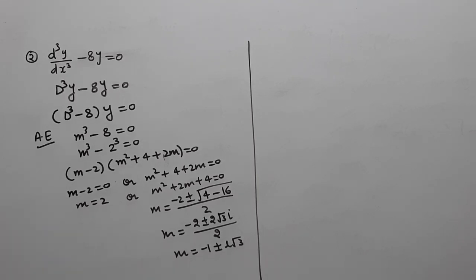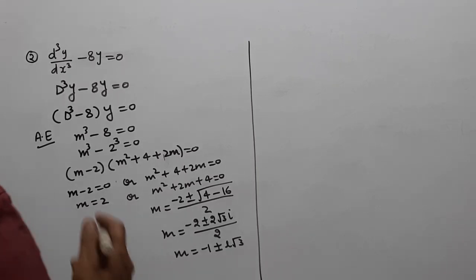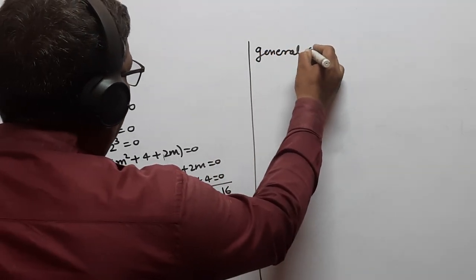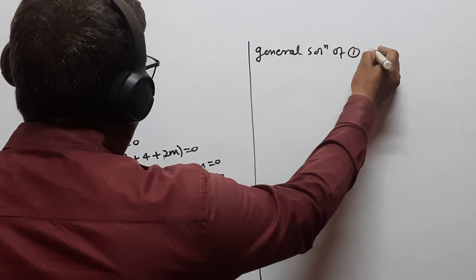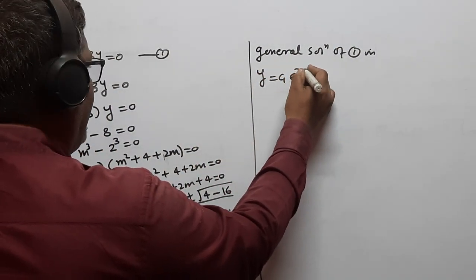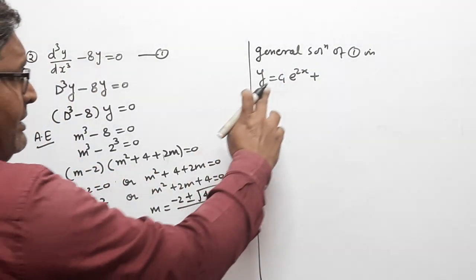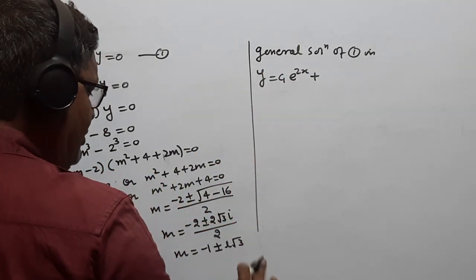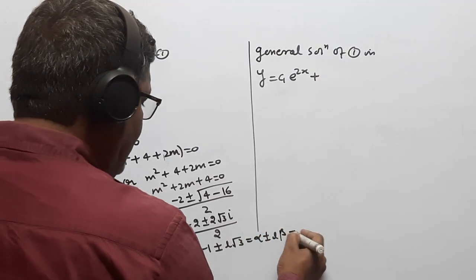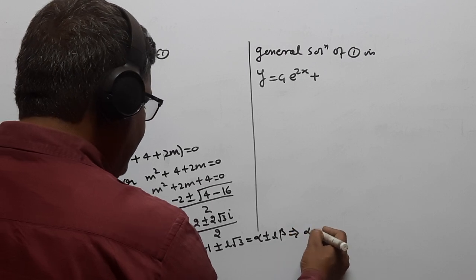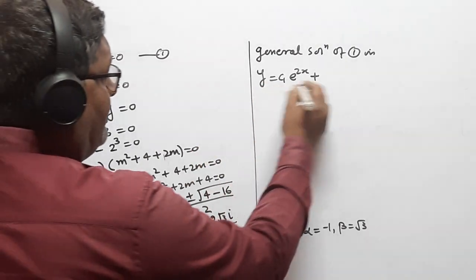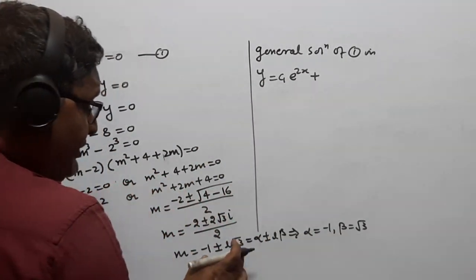So here one root is real. So the general solution of this third order linear differential equation with constant coefficient is y is equal to c1 times e to the power 2x. Here we can see the other roots are alpha plus minus i beta, where alpha is minus 1 and beta is root 3. So the other two roots are imaginary.